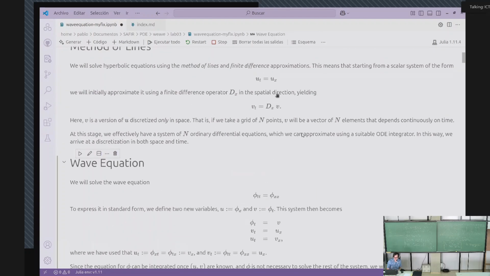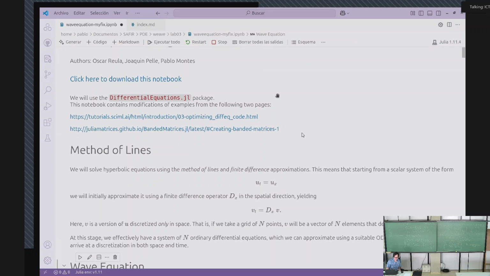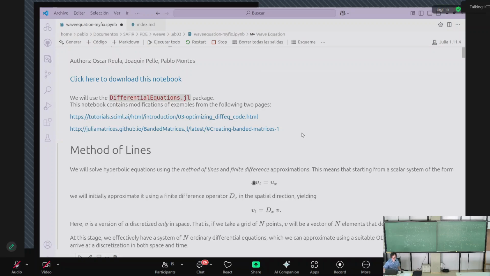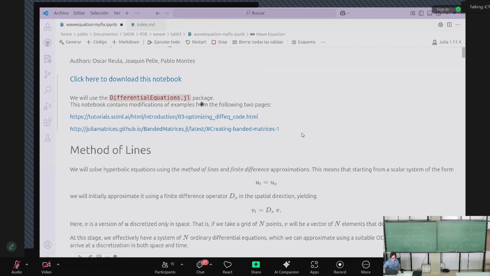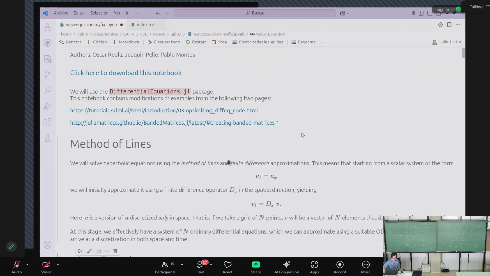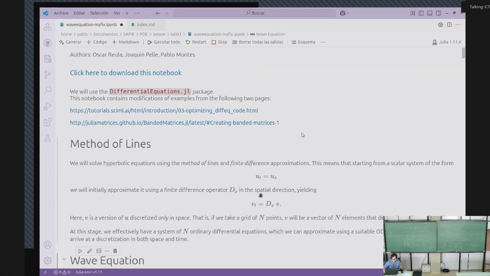So what we are going to use is the method of lines, right? The finite difference approximations, where we have some scalar system of the wave. For example, this is Lab 3, okay? And this is in particular a notebook called wave equation inside Lab 3 that's only for you to use. It's not for marks. You can play with it, but the homework is in the other file, okay?